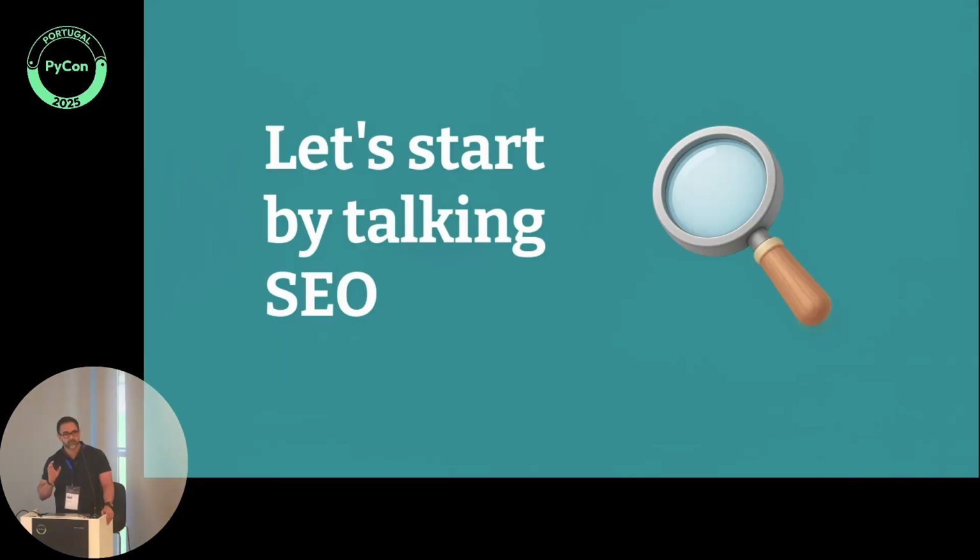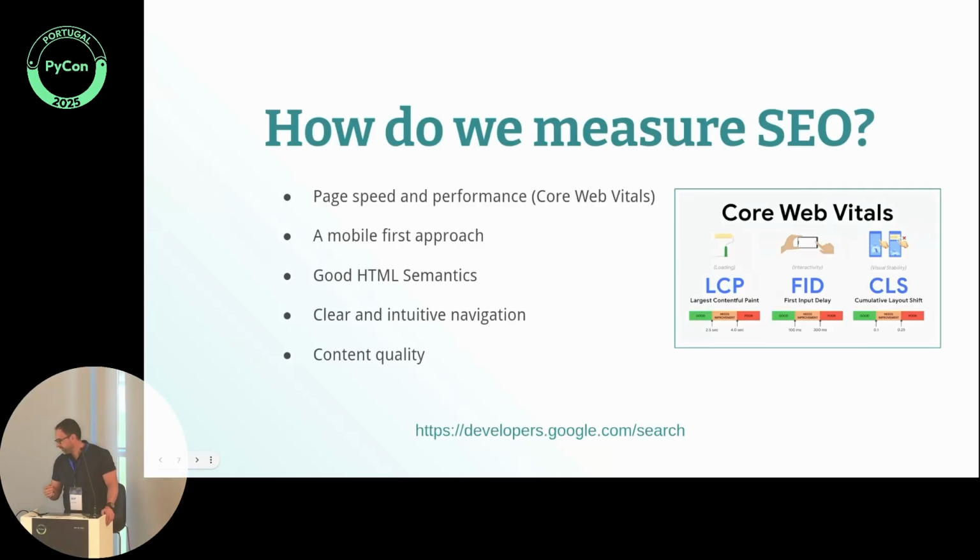So let's start by talking a bit about SEO and why it is important when we talk about accessibility as well. So SEO, or search engine optimization, as you know, has to do with page performance, page speed. You have a lot of the core vitals, as Google likes to call them. So everything to do with largest contentful paint, the time to first input. All of those things are important when we are trying to create something performant.